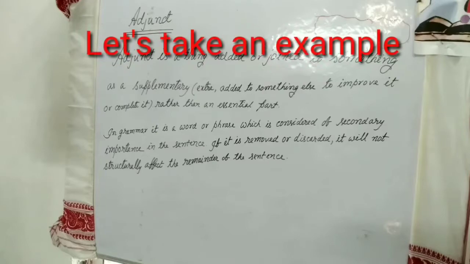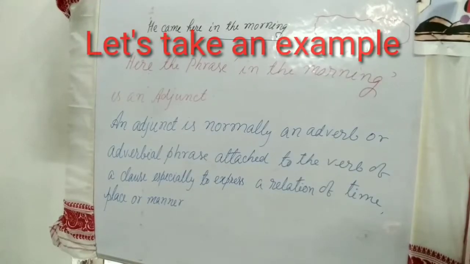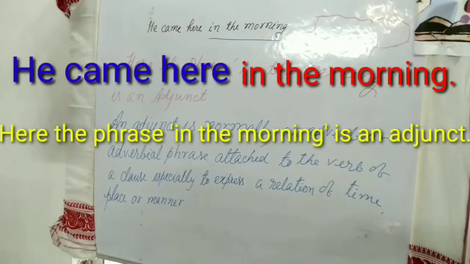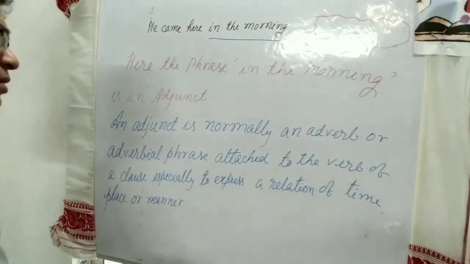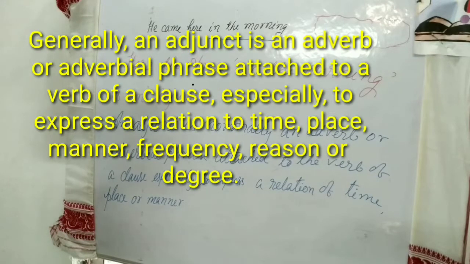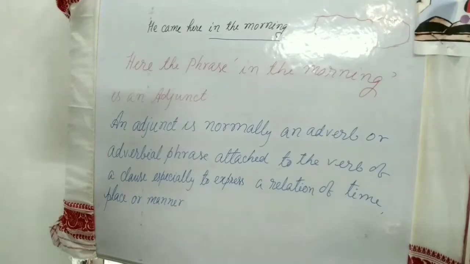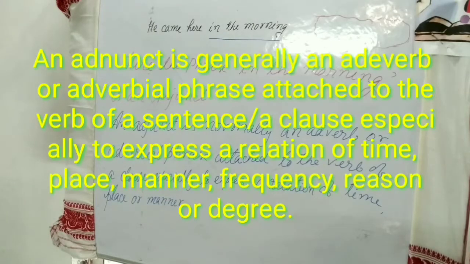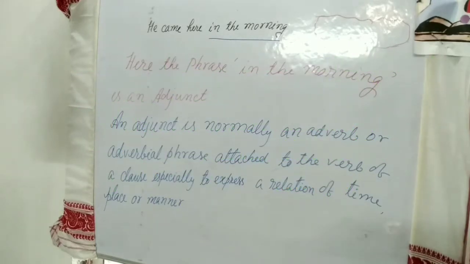Let's come to an example. He came here in the morning. Here the phrase "in the morning" is an adjunct. An adjunct is normally an adverb or adverbial phrase attached to the verb of a clause, especially to express a relation of time, place, or manner. Yes, it is usually an adverb used to modify a verb. When used as an adverb, it usually indicates time, manner, place, frequency, reason, and degree also.